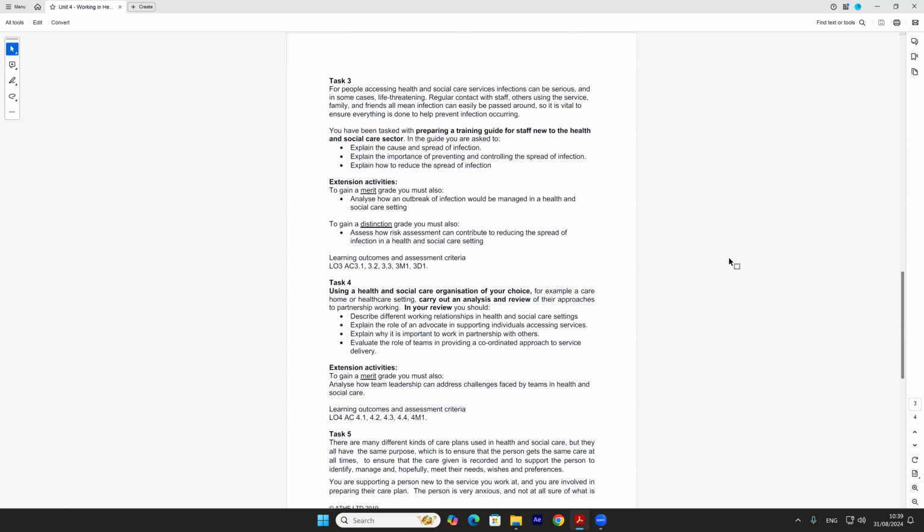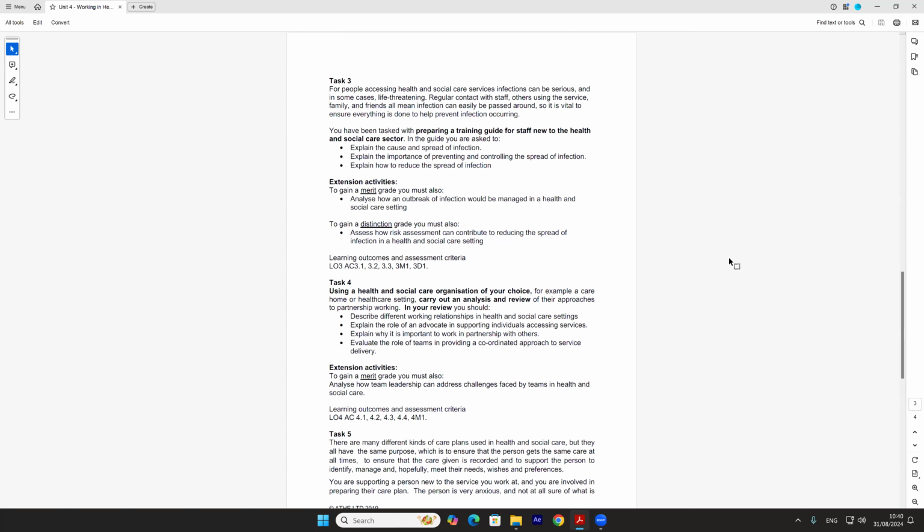Then we have to discuss how to reduce the spread of infection. So reducing the spread of infection involves implementing a range of practices that minimize the risk of transmission. We have hand hygiene, so regular and thorough hand washing with soap and water or using an alcohol-based hand sanitizer is one of the most effective ways to prevent the spread of infection.